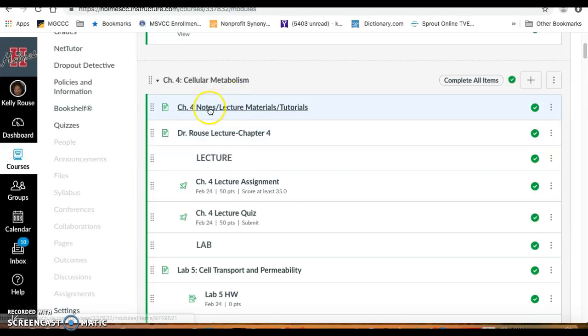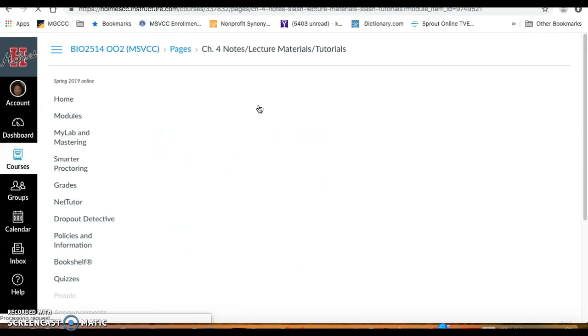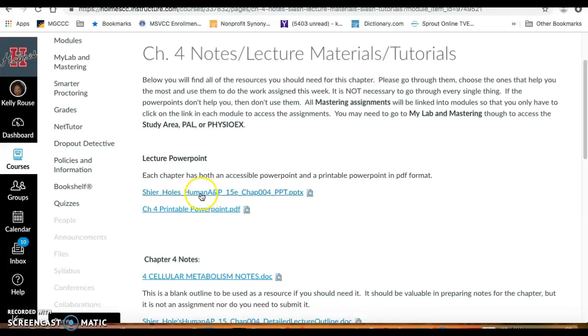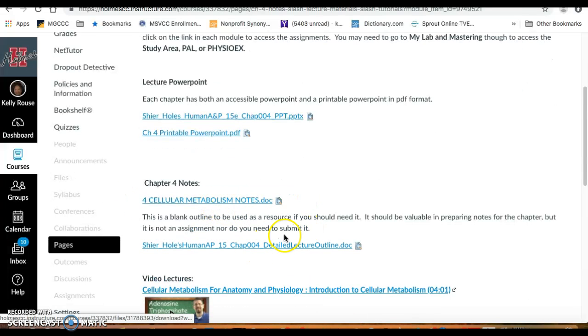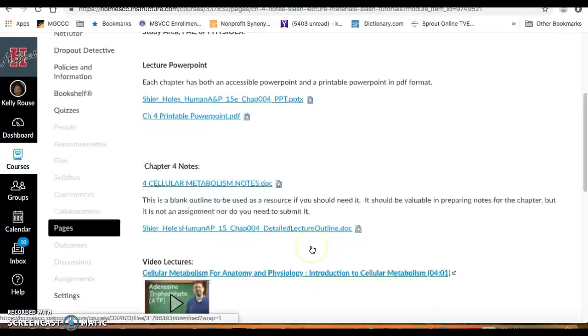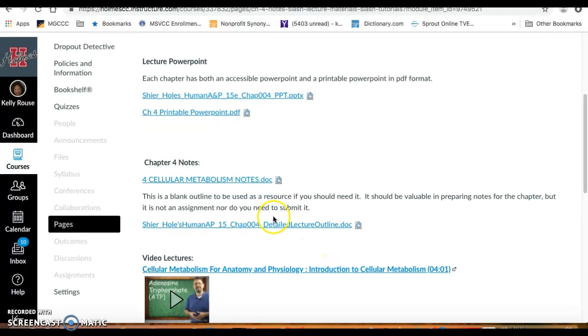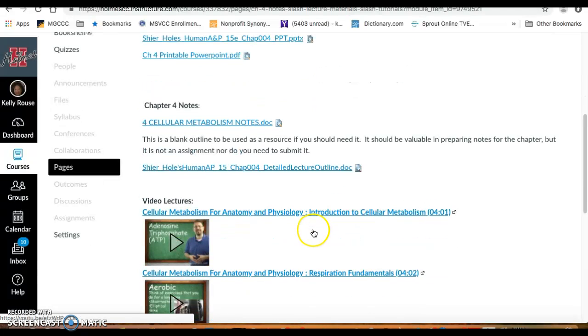You have your regular notes, lecture materials, and tutorials. I suggest you go into this area and you see the PowerPoint here. You see a printable PowerPoint, and you see these amazing detailed lecture outlines. These are your notes. If I were you, I would certainly download the PowerPoints. I would download the notes and print them out if at all possible, to benefit you both in this class and in future classes.